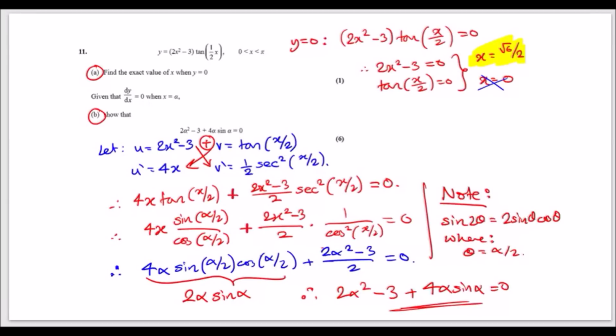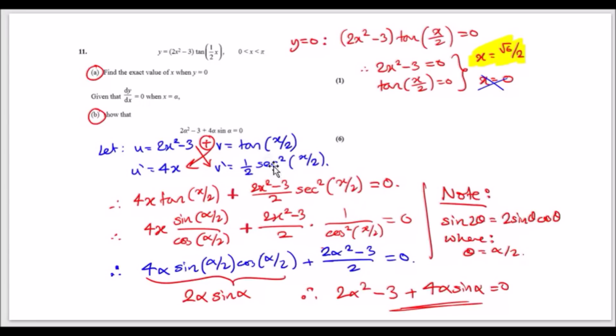Now, to do this, if we differentiate this one, we need to use the product rule because you have two different products. So that's why I let u equal the first part and v equal the tan term. Differentiating the first one is easy. Drop the power 2 and you get 2 times 2, which is 4x. 3 disappears.